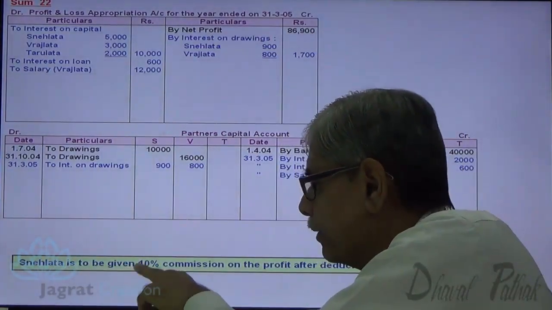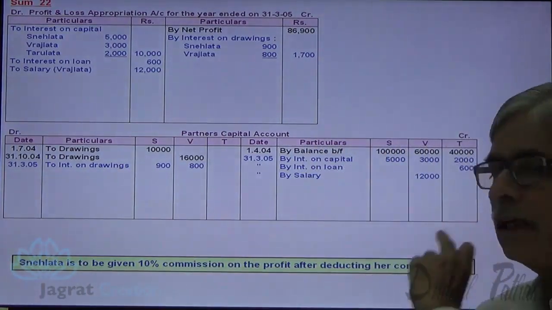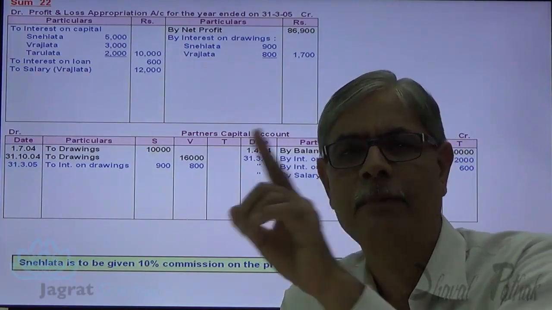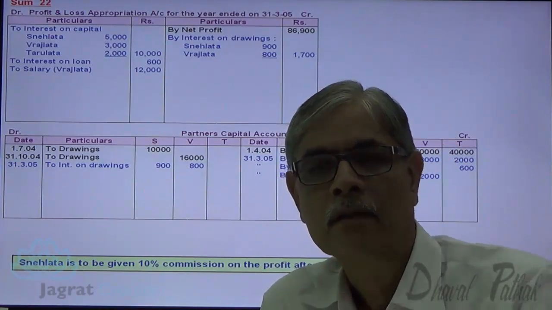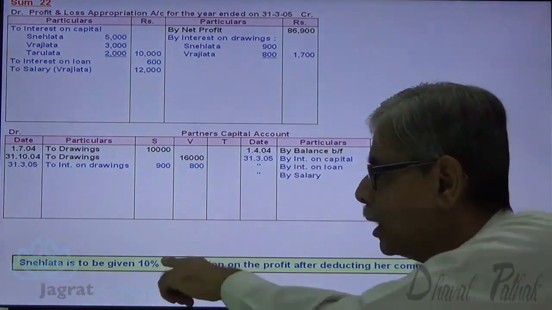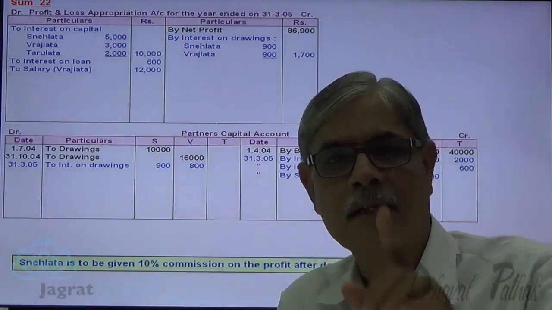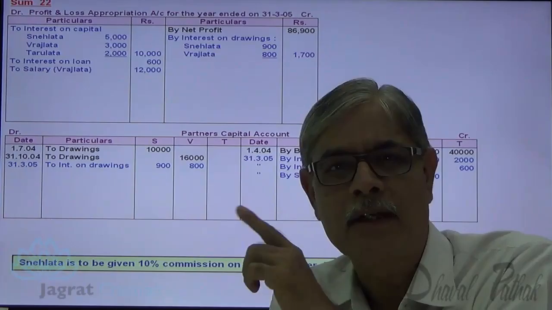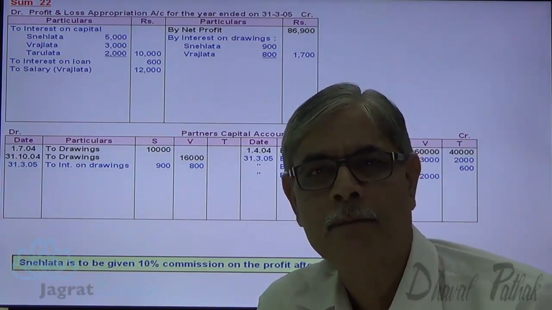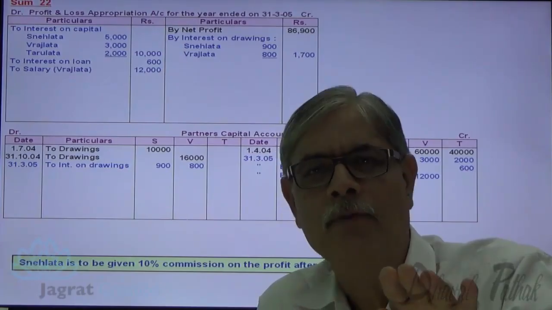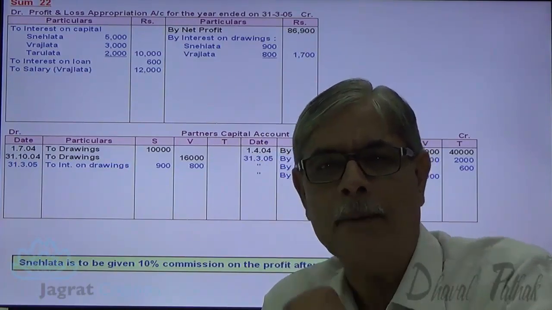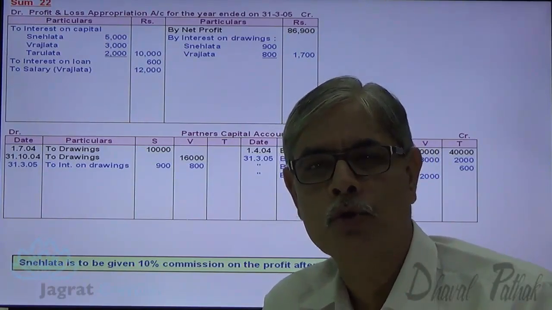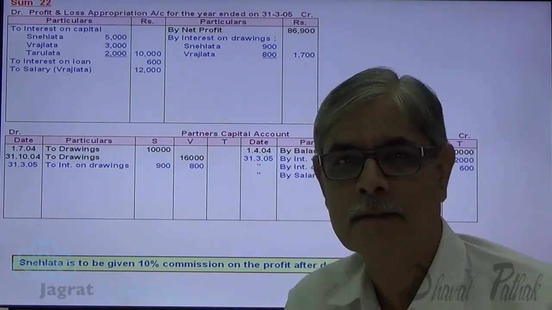Next, Snehal is to be given 10% commission on the profit after deducting her commission. Now when such adjustment is given, first step, find the profit before commission. Then profit before commission into 10 upon 110 is the commission payable. From profit before commission, such commission payable is deducted, we will get the divisible profit. This divisible profit, half of which is to be distributed in the proportion of capital, and the balance half is to be distributed in the ratio of 2:2:1 as per the agreement between the partners. Now let us work it out.